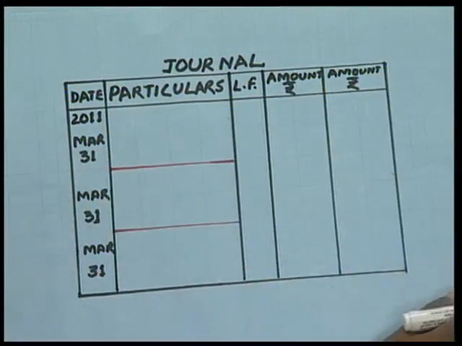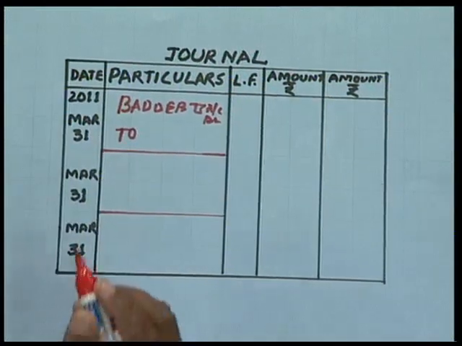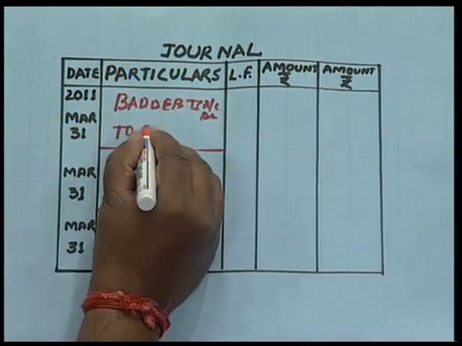In our case, as I have mentioned, there is a bad debt of rupees 8,000 which is not recorded in the books. So, first of all we will pass the entry for this. The following entry will be passed: Bad Debts Account debit to Debtors Account.